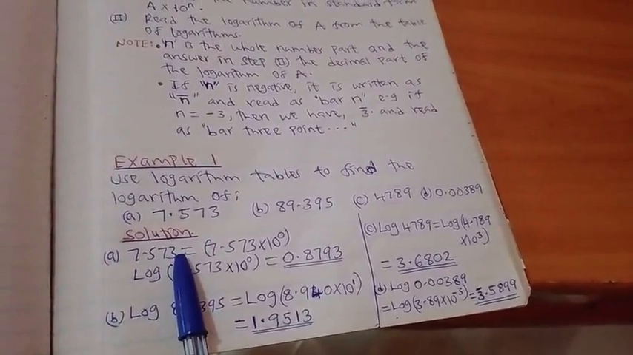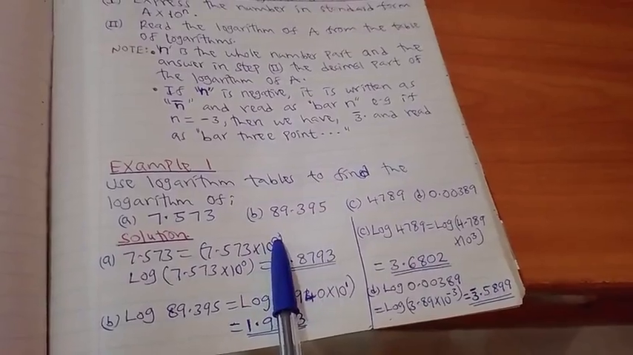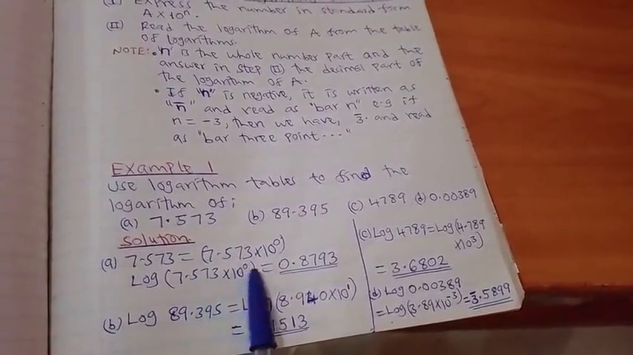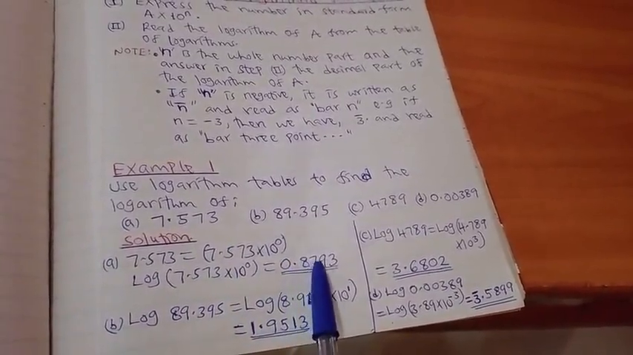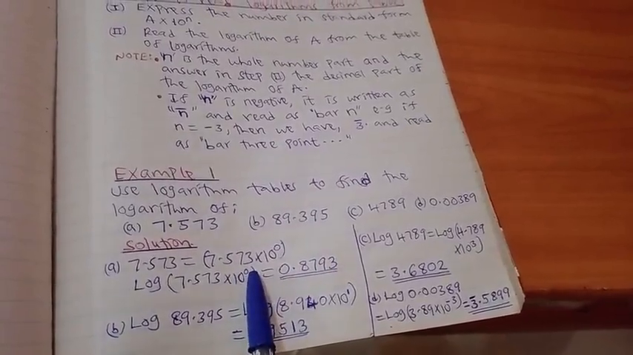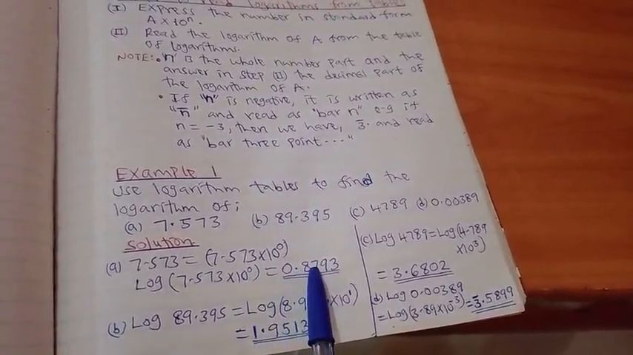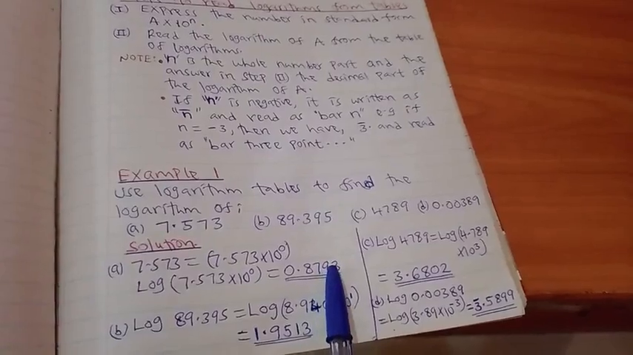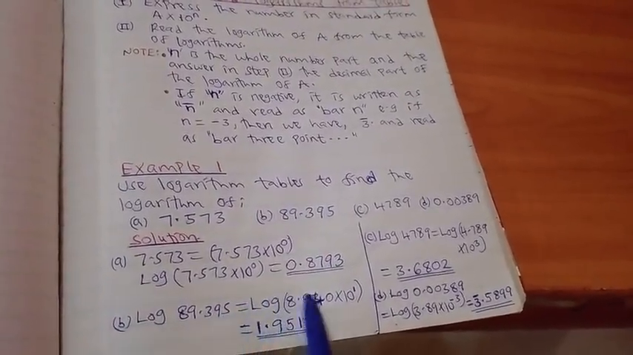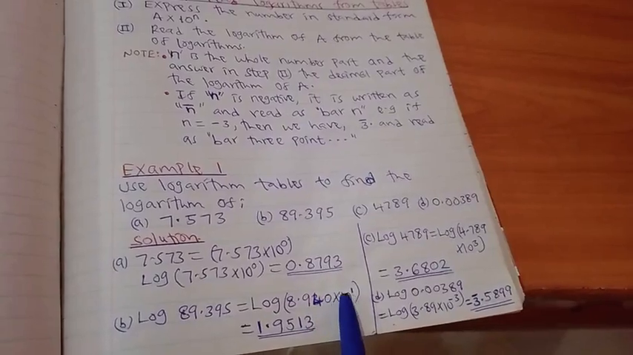7.573 equals 7.573 times 10 power 0. The logarithm of this number from the table gives us 0.8793, and this power of 10 is 0. Therefore, we say 0.8793. Logarithm of 89.395 in standard form, that's 8.940 times 10 power 1.